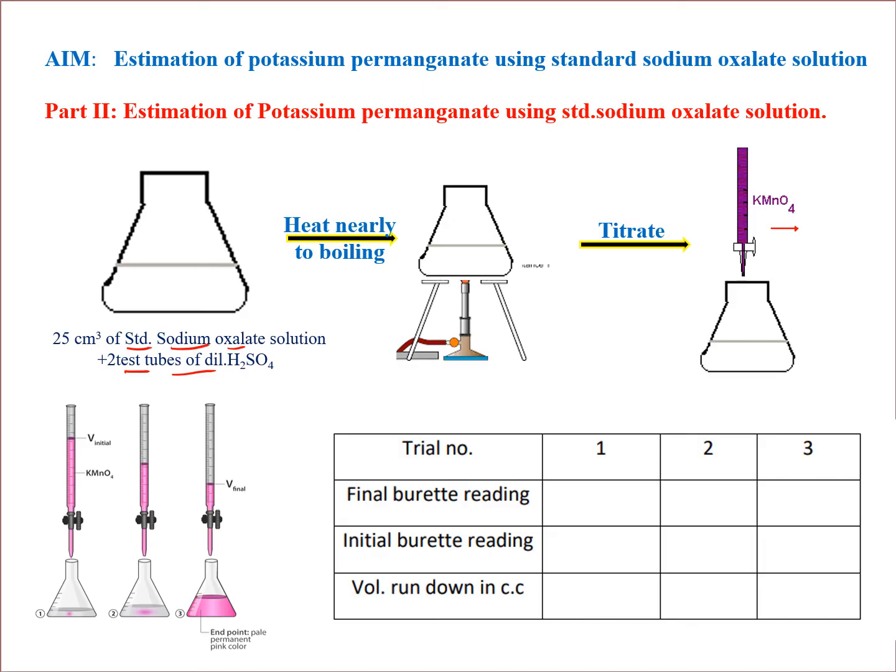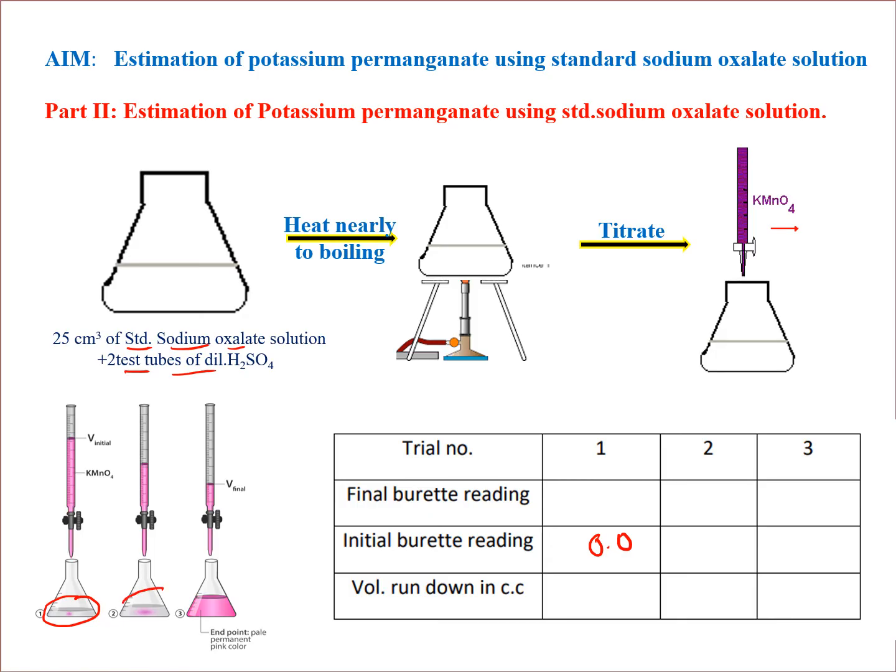Once it reaches nearly boiling, then titrate against the KMnO4. Before you start the titration, please note down the initial burette reading. For example, let me consider that it is 0.0. And keep on titrating. You can notice here, the solution is getting colorless.